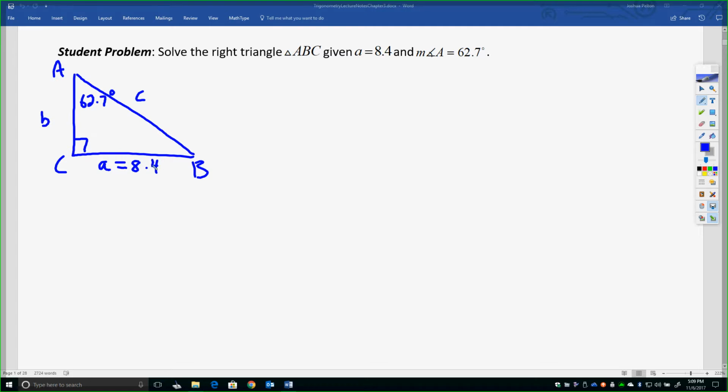So using our triangle angle theorem, they have to add up to 180. My angle B must be 90 degrees minus the 62.7 degrees. Thus, angle B must be 27.3 degrees.